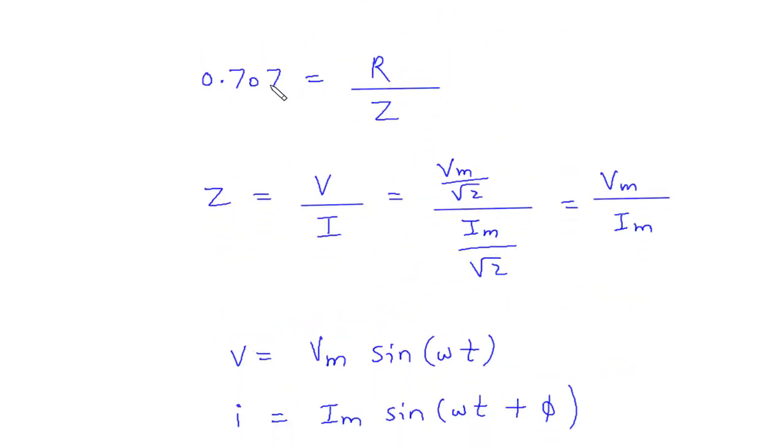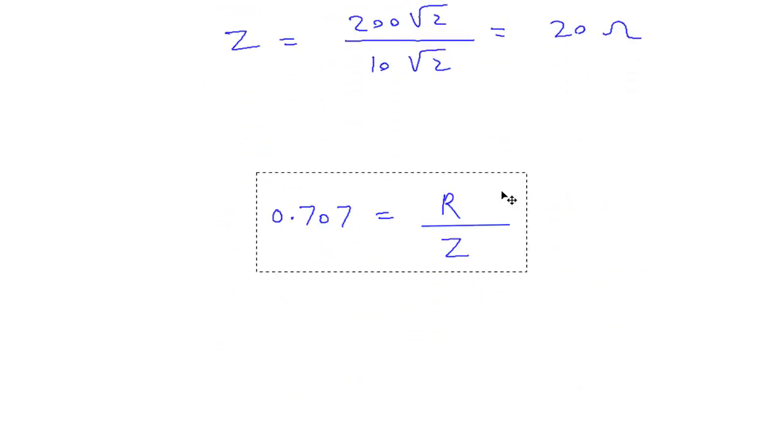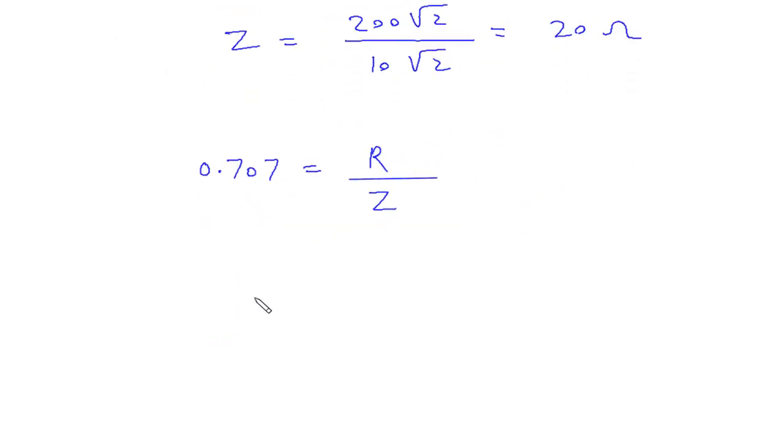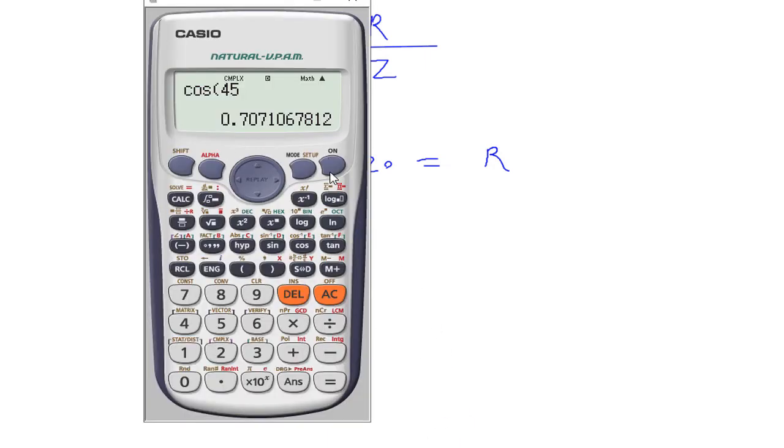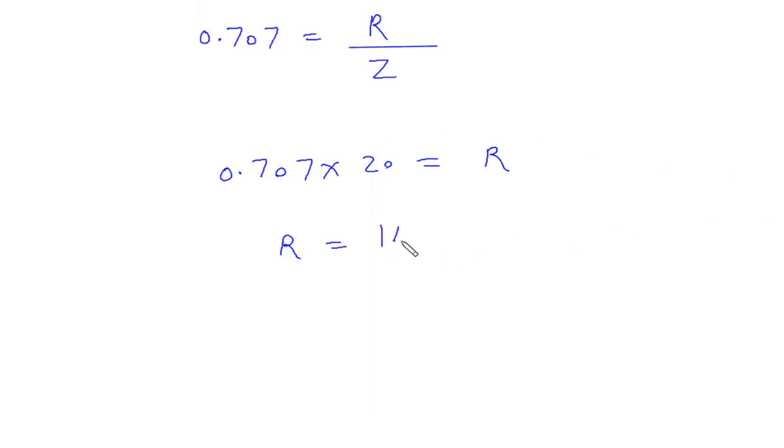Now 0.707 is equal to R by Z, so R is equal to 0.707 into impedance Z. Impedance Z is 20. So R is equal to this value multiplied by 20, so it is 14.14. 14.14 ohm is the value of resistance.